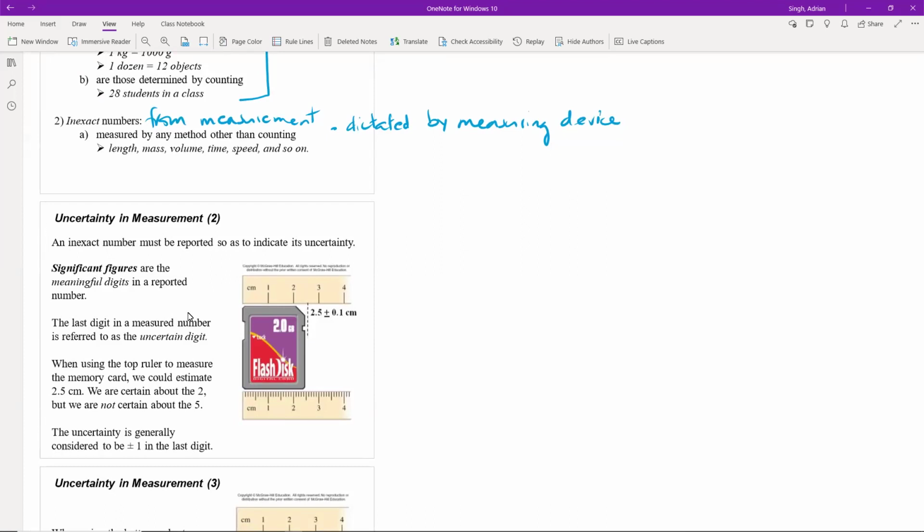So that brings us to this whole idea of significant figures. So significant figures, which you often abbreviate as SF or just sig figs, okay, these are the digits in a measurement that are meaningful. You can think of them as meaningful digits in a reported number. So every single measurement will have some degree of uncertainty associated with it.